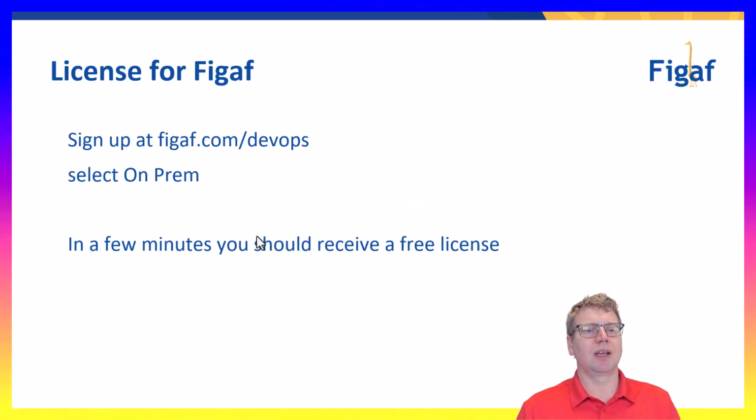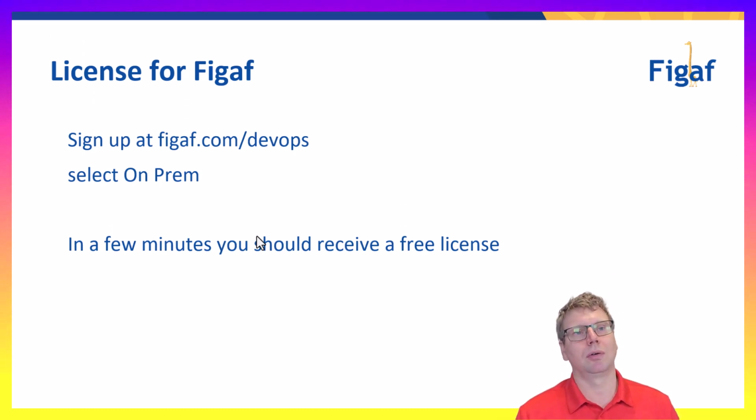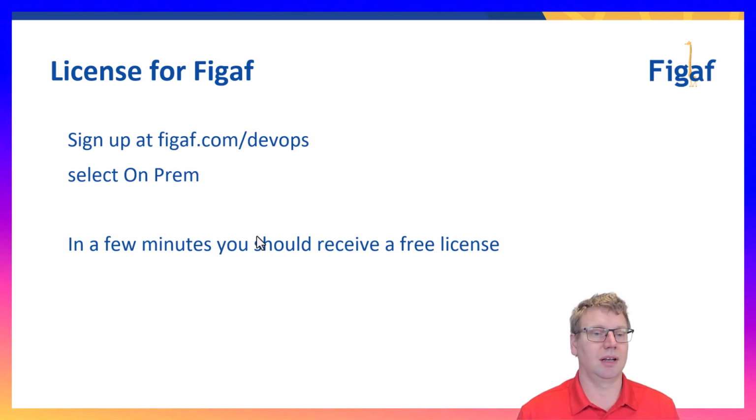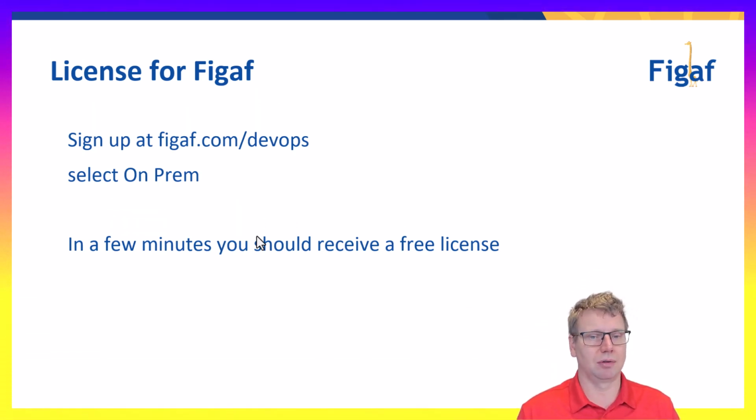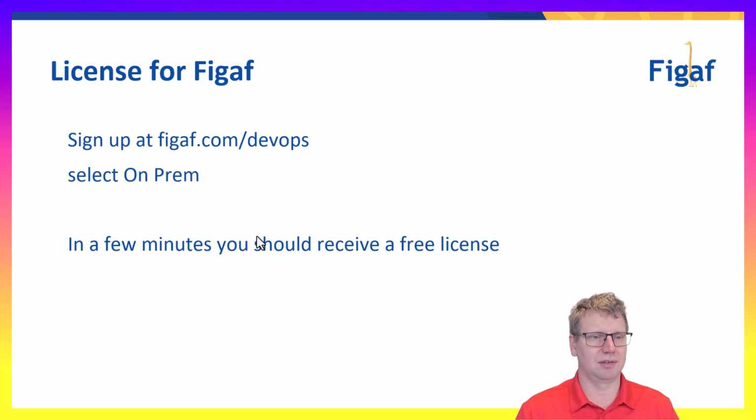To get a license for Figaf, you just go to Figaf/DevOps and select create a license. Select on-premise if you want to have a license you can run in BTP, locally or on a database. The only time you want to select cloud is if you want to use it in the Figaf cloud. It takes a few minutes, and then you'll get the licenses for it.